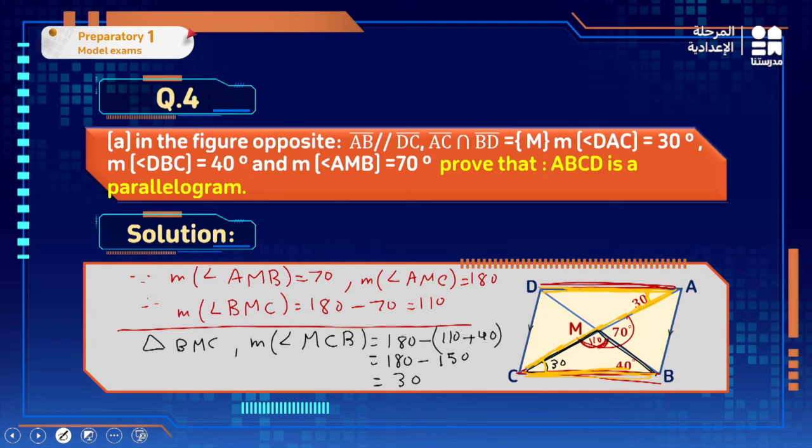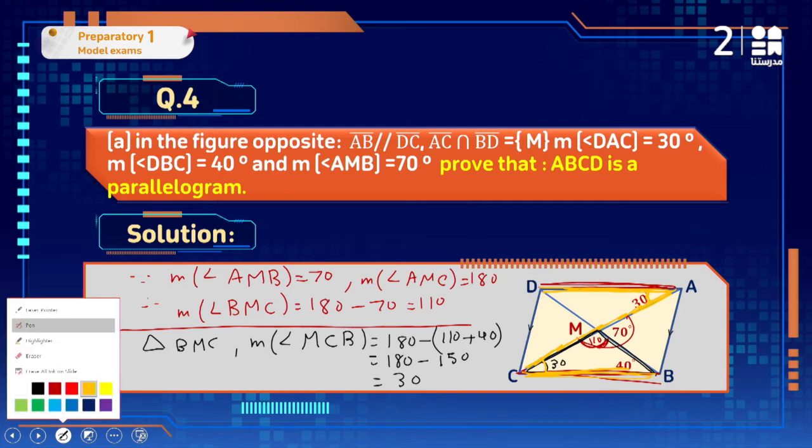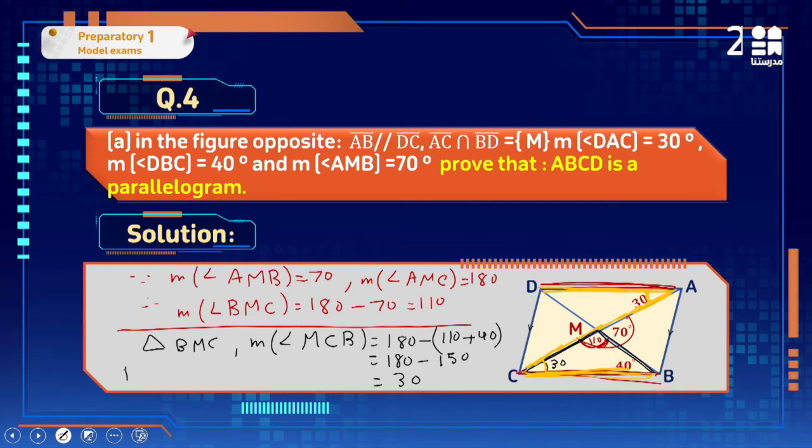So what is it called, the letter Z? Do you remember that? It is alternate interior angles. So let me write it, DA is parallel to CB by using alternate interior angles. So the figure ABCD is a parallelogram.